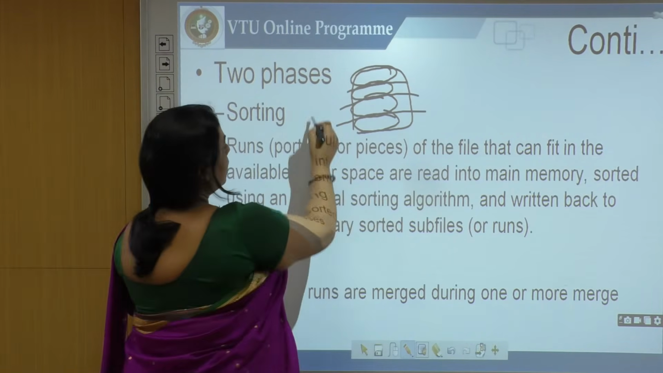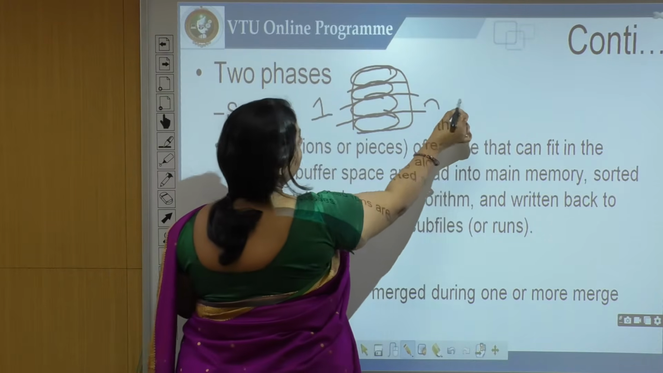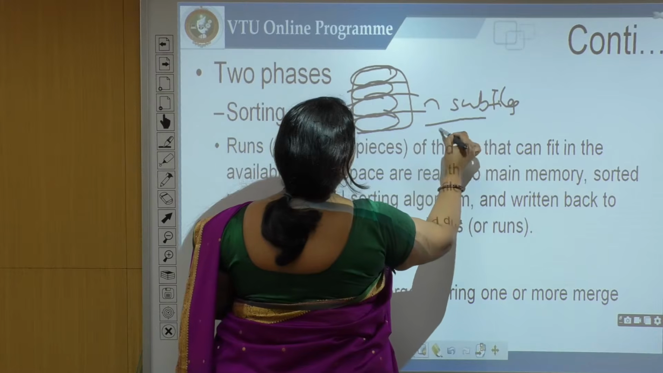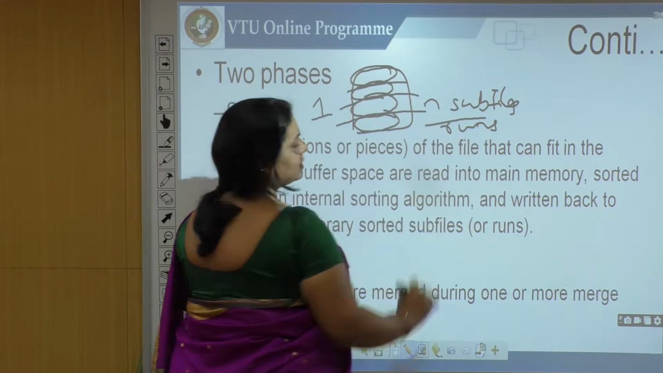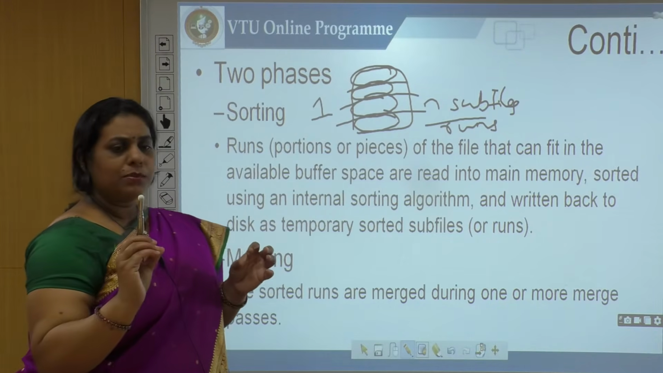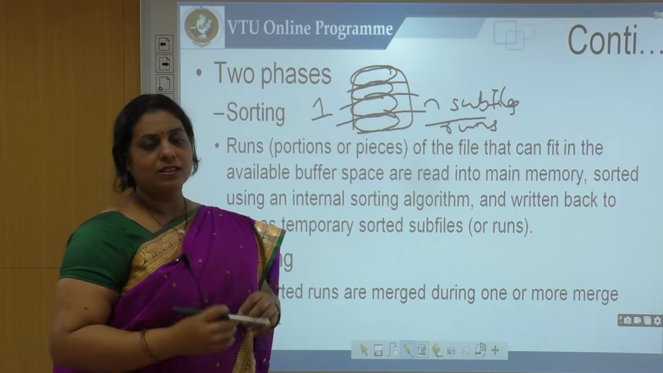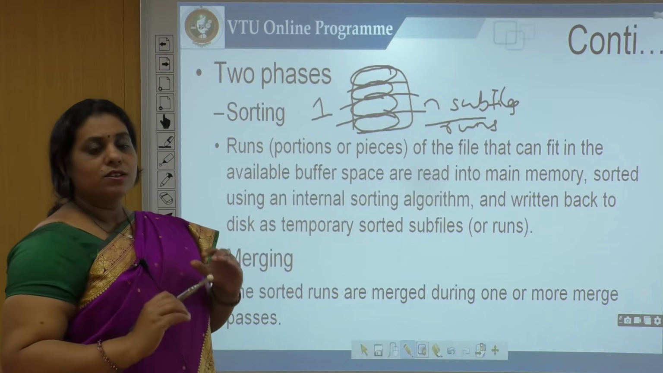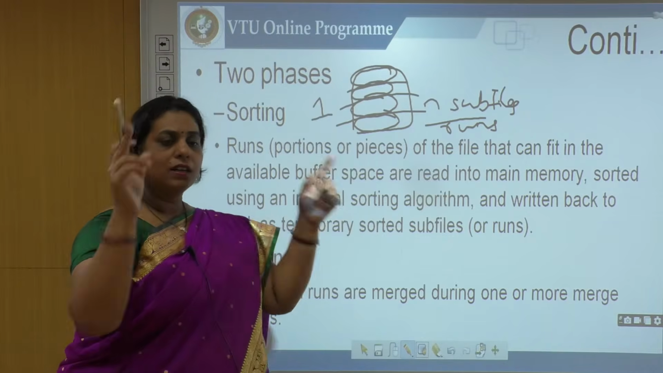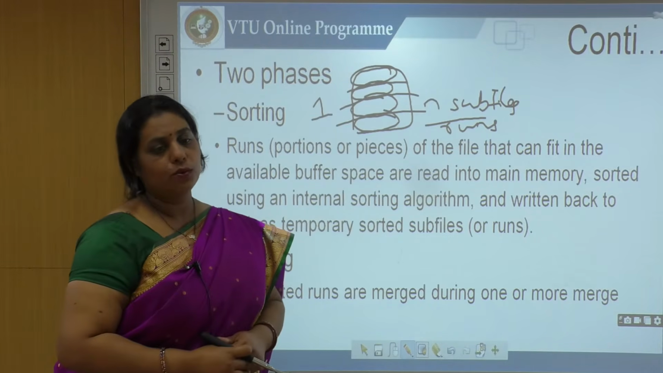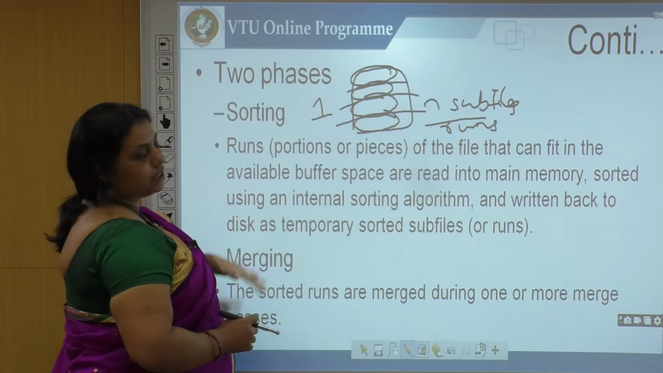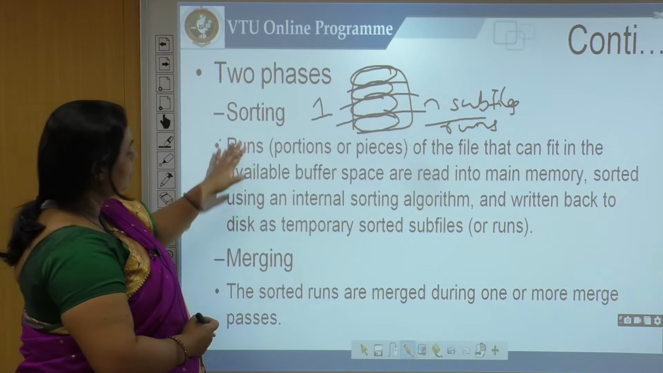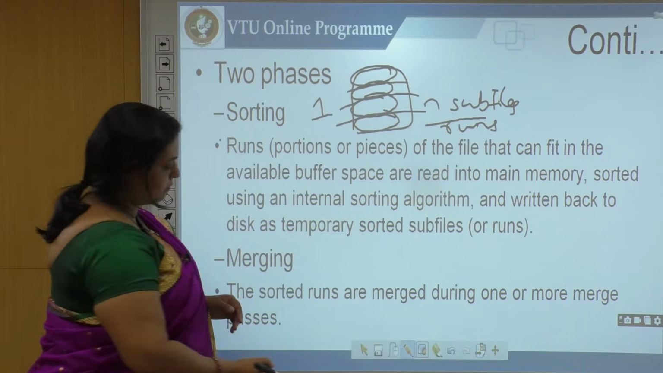So from one file, I will get n sorted subfiles. These subfiles are also called runs, right? Once n small sorted subfiles are available, the next phase is what? I will go on merging the sorted files until I get the complete sorted file. So there are two phases in external sorting. The first one is sorting, the second one is merging.